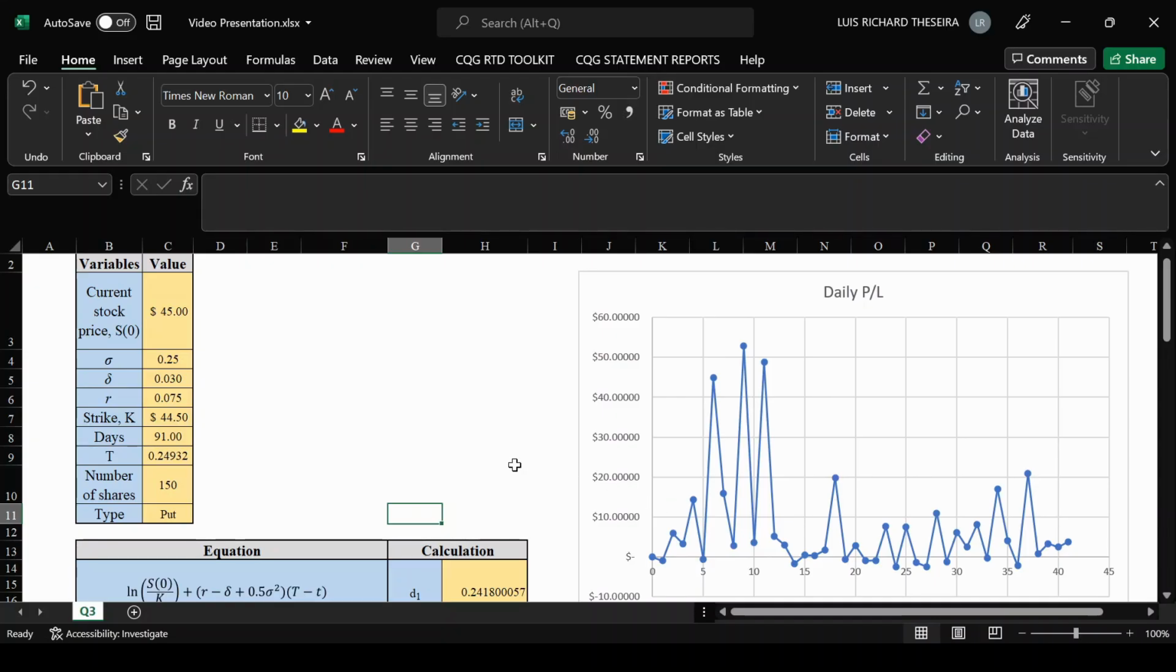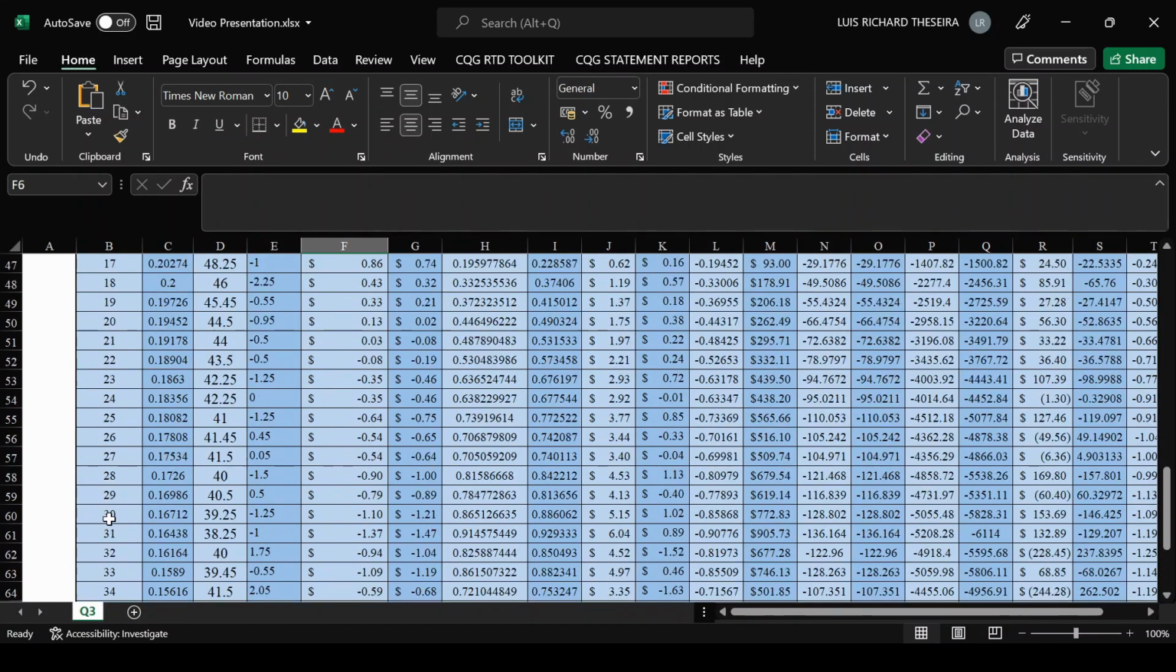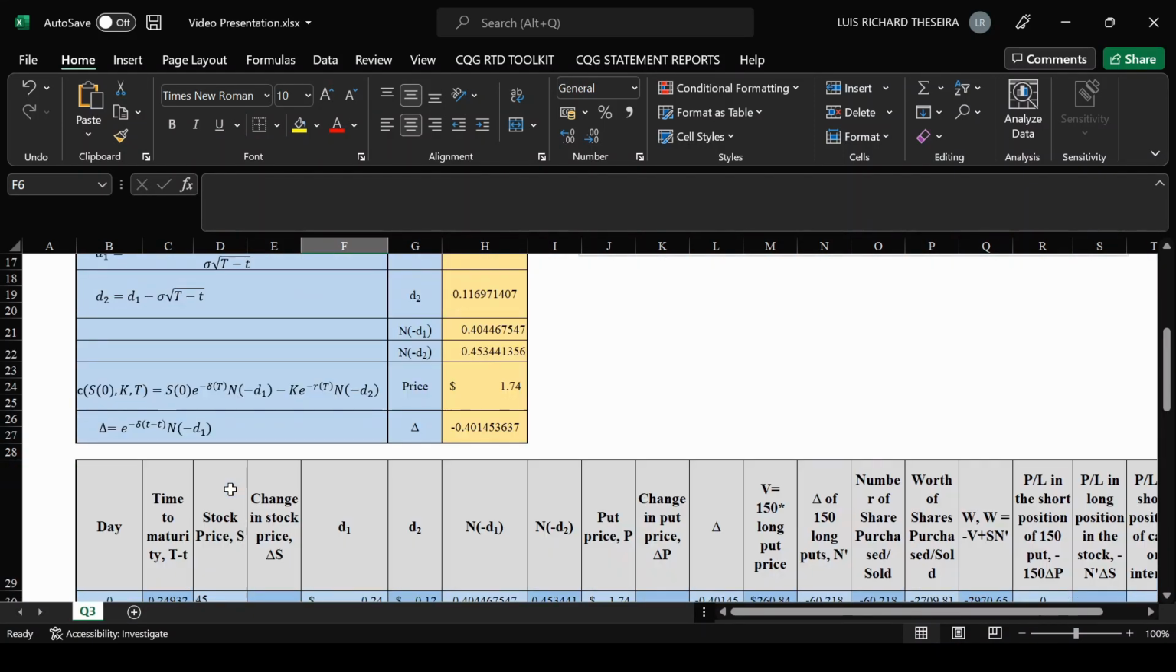So based off that, we should first grab all the values that we got from the question: the current stock price, the volatility, the dividend, the risk-free interest rate, the strike price, the days, the number of shares, and the put option. So T is basically the time in years. So we just convert the days into years. We just divide it by 365. And we also collect all the days. We convert them from 0 to 41 with each corresponding stock price.